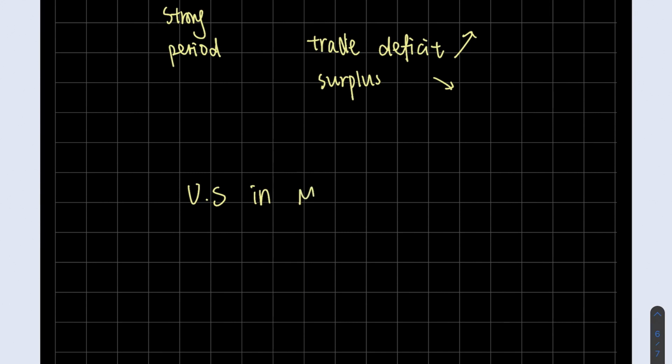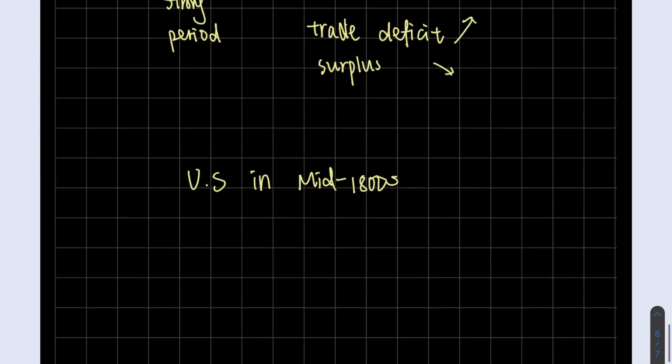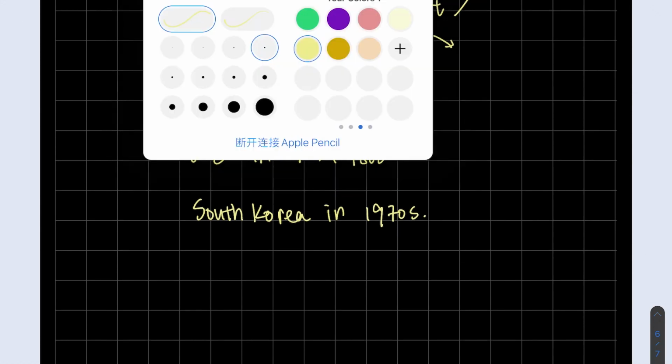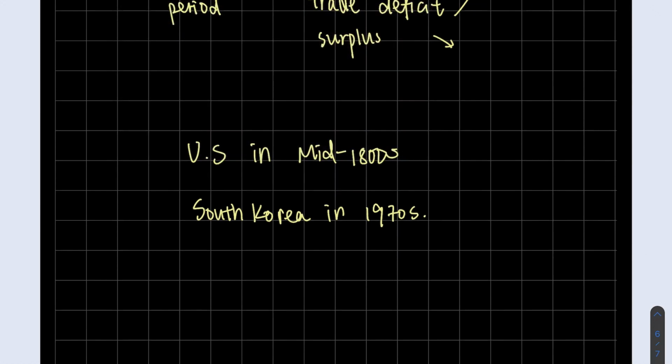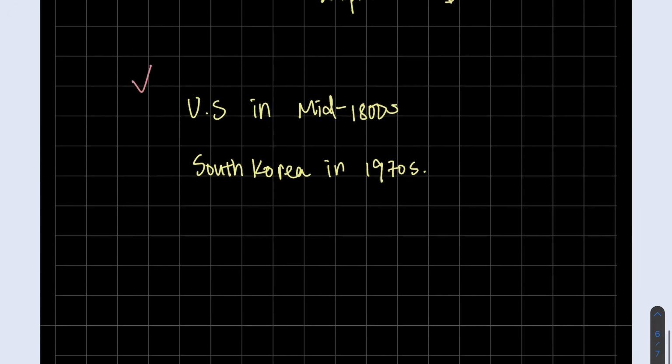The example is the United States and South Korea in the 1970s. Let me just show that it is a great way to use it respectively.